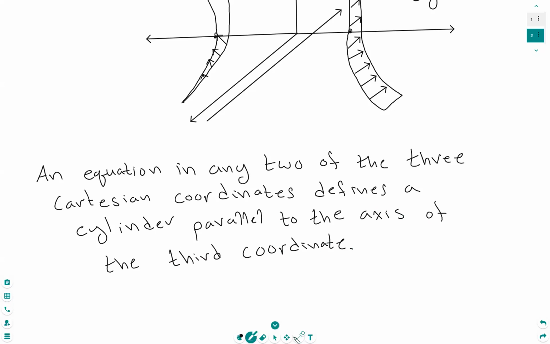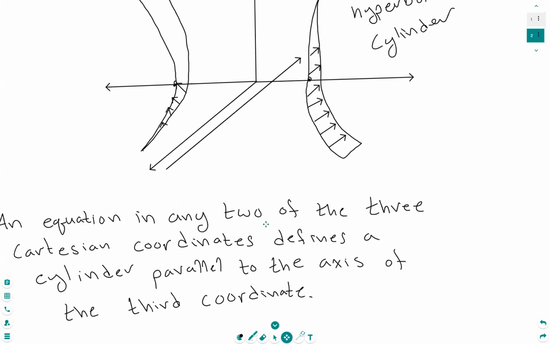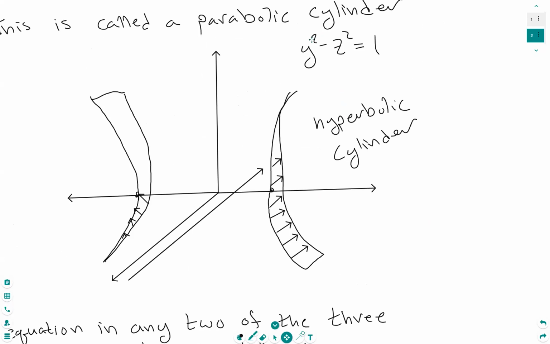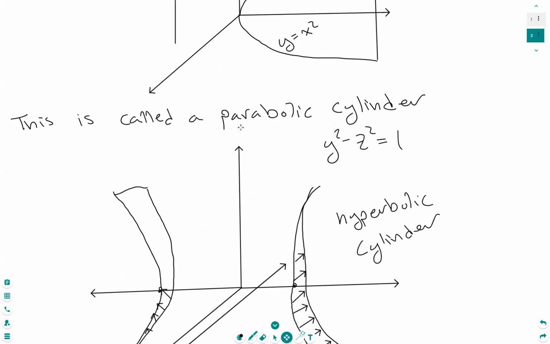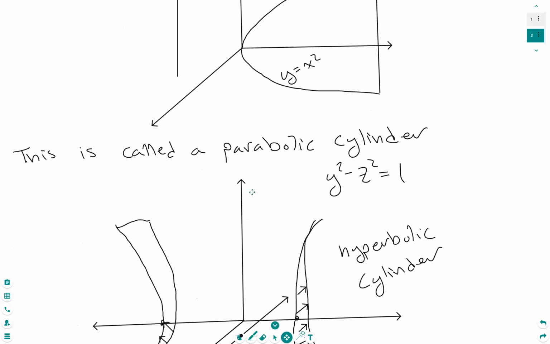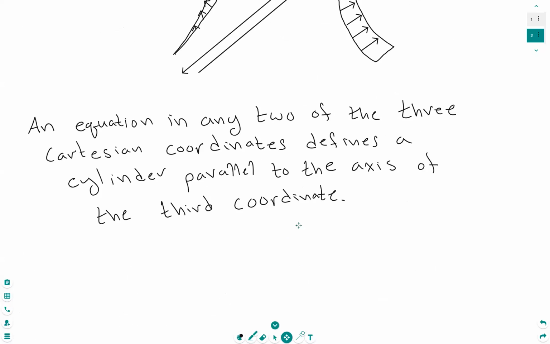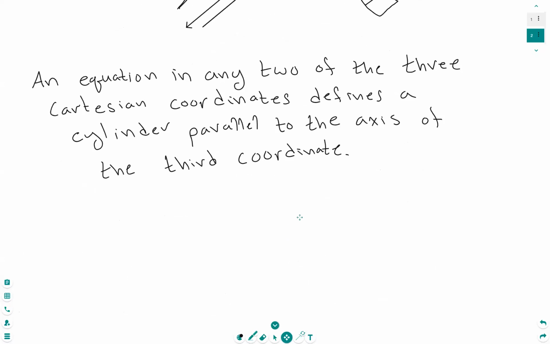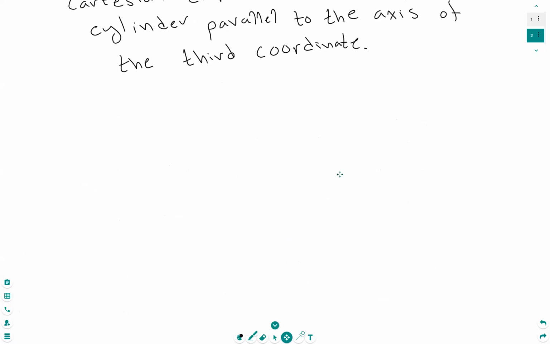So this one here is a cylinder because it only used y and z, just 2 out of the 3. And because we were missing x, this is all parallel with the x-axis. Now up here, we have y is equal to x squared. So we're missing our z. So this is a cylinder that is parallel to the z-axis. Okay. So those were cylinders.